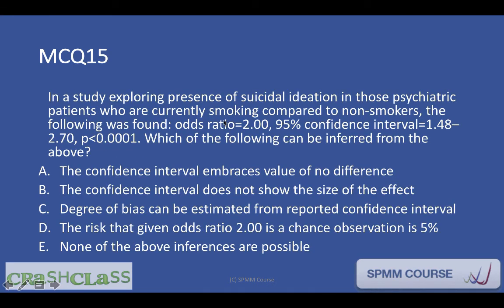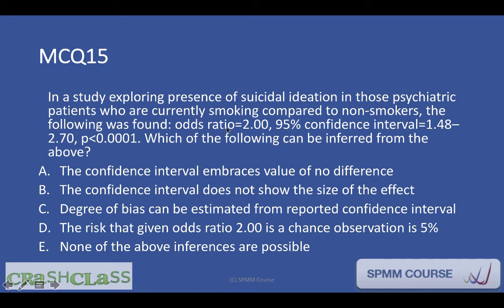In a study exploring presence of suicidal ideation in those psychiatric patients who are currently smoking compared to non-smokers, the following was found. Odds ratio is 2, 95% confidence interval is 1.48 to 2.7, p-value is less than 0.0001. Which of the following can be inferred from the above? First of all, A, confidence interval embraces value of no difference. Is that correct? This is an odds ratio.